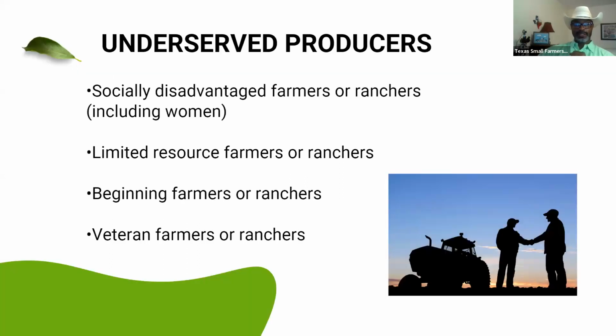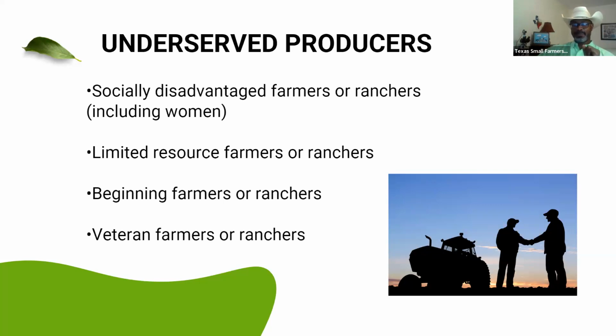So I did want to touch on the underserved producers. There are programs out there for eligibility for an increased payment, and to qualify for increased payments, without getting too deep in the weeds there, a farmer or rancher must have certified their status on a form called CCC 860. I know that throws people off, but you do want to make sure that you certify your status as either socially disadvantaged, limited resource, beginning, or veteran farmer or rancher.